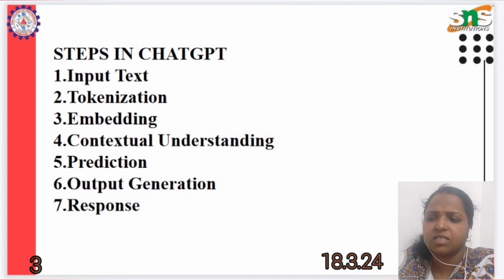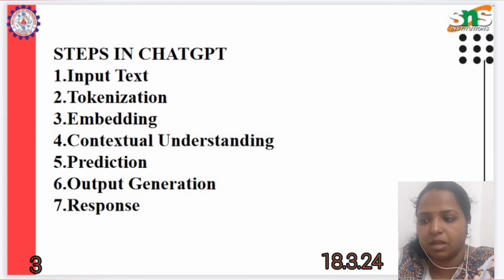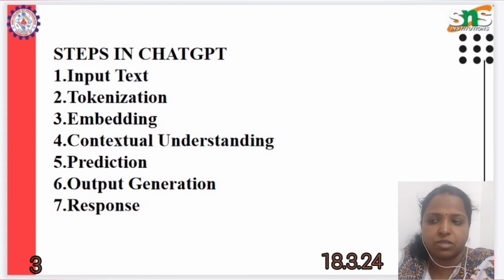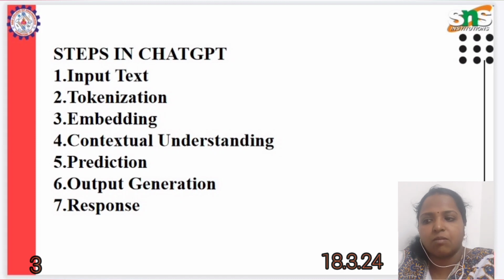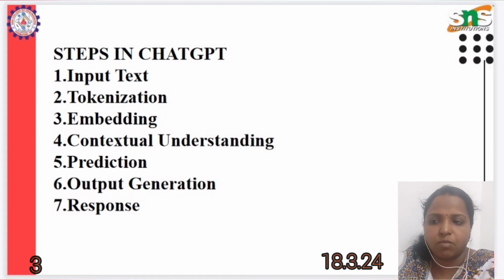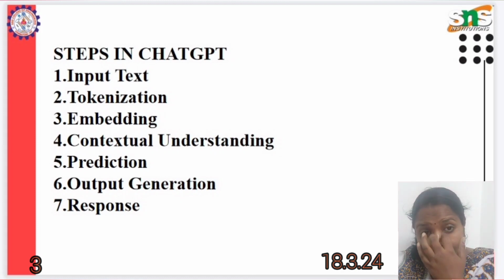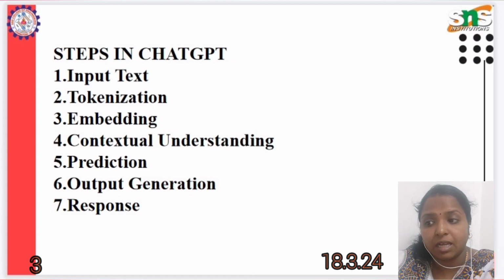So what is the first step we will do with ChatGPT? The first step is that we give the input. Step 1 is input text. The process starts when you provide some text as an input to ChatGPT. This text can be a question or a statement or any form of written communication. That is the first step. Then it takes the text as an input, and it starts the processing.